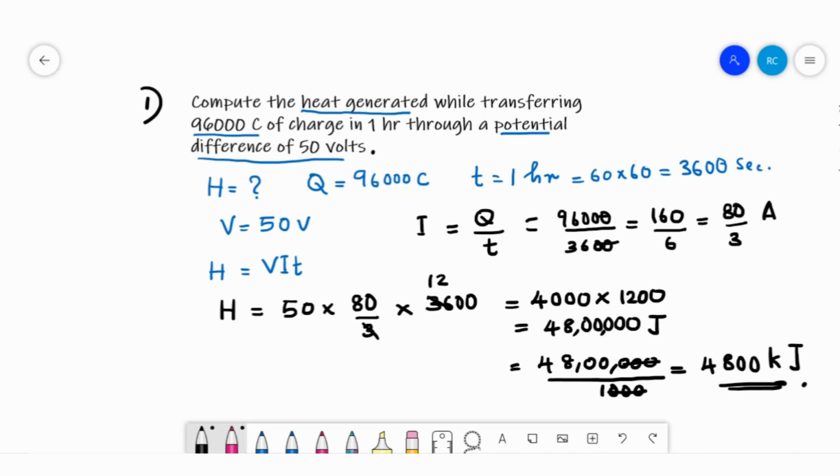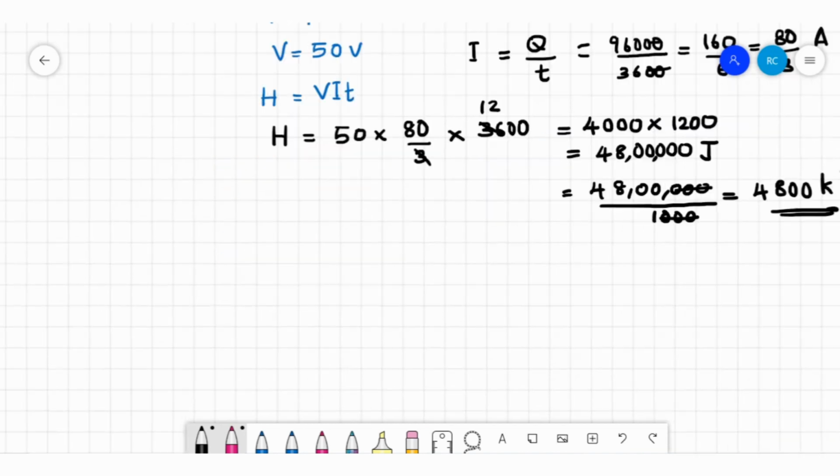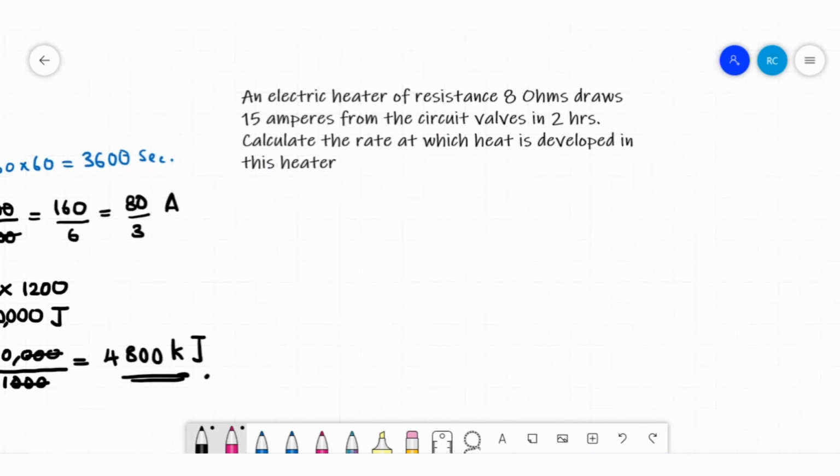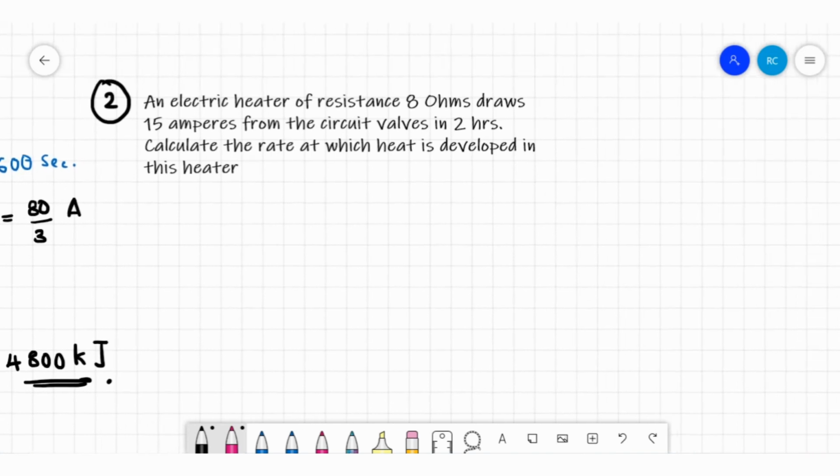Now we can solve one more problem related to this Joule's law of heating. A second problem is given over here. An electric heater of resistance 8 ohms draws 15 amperes from the circuit in 2 hours. Calculate the rate at which heat is developed in this heater.